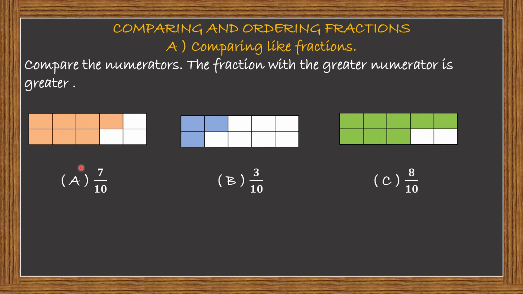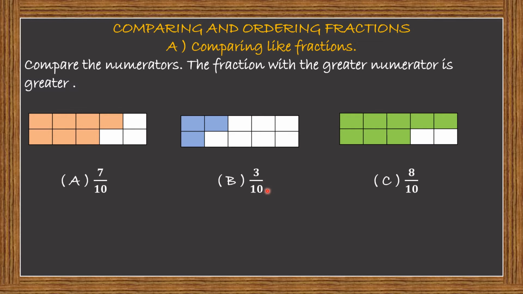Now we have to compare these three fractions and decide which one is greater. What is given in the statement? Compare the numerators. The fraction with the greater numerator is greater. So here the numerator is 7. Here the numerator is 3. Here the numerator is 8. So which one will be greater? Obviously 8 by 10 will be greater. Then will come 7 upon 10 and then 3 upon 10.